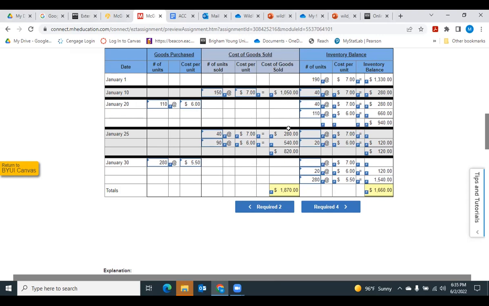That way, when we go to make our sale on the 25th, they're in order. If I sold 130 units on the 25th, I'm going to record that I sold the oldest units first. So I sold all 40 of those $7 units plus 90 of the $6 units, leaving me at the end of that transaction with 20 units left over that are the $6 units. And then a purchase of 280 more. So at that point, I have 20 of the $6 units plus 280 of the new units.